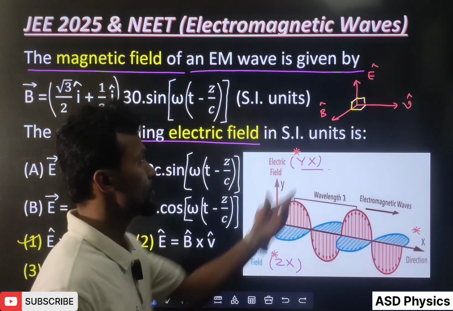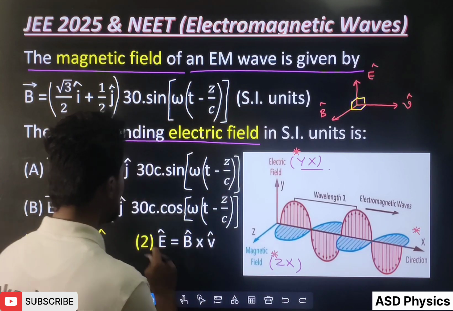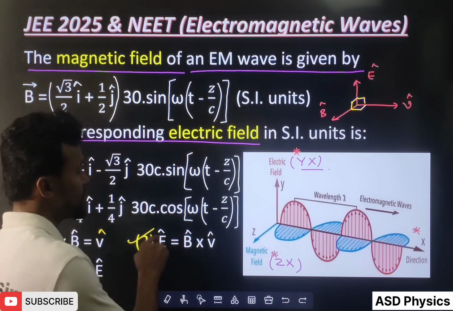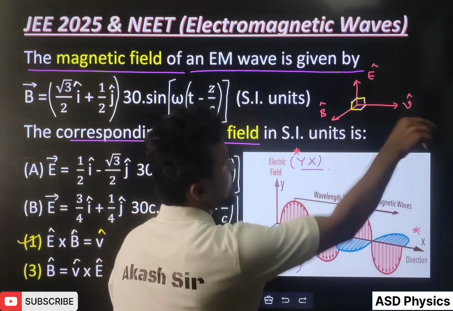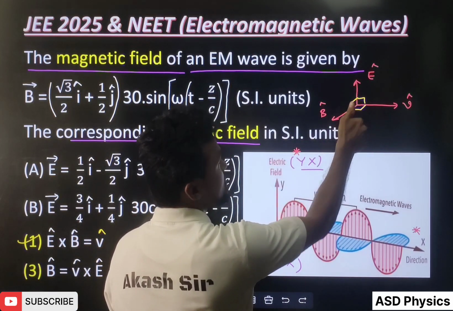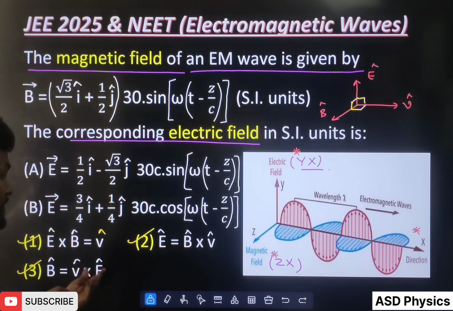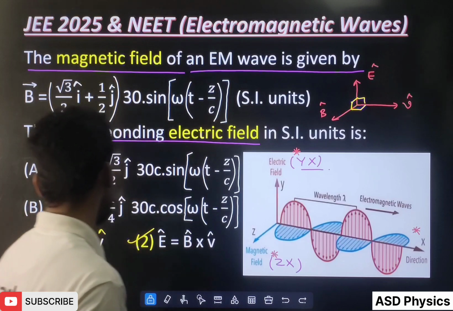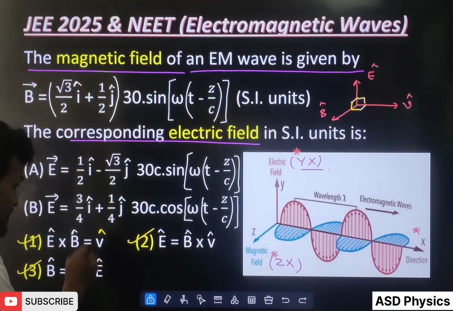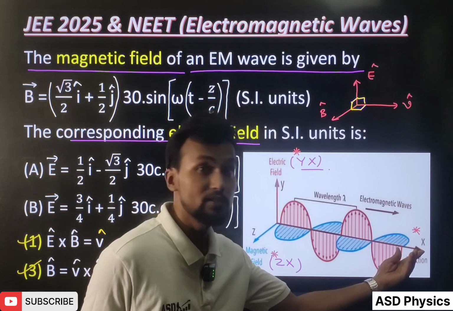Now if you again apply the right hand thumb rule, you can see B cap cross V cap equal to E cap. See here, B is out of the board and V cap is this side, so B cap cross V cap, through the smaller angle, gives E cap. Similarly, V cap cross E cap will give us B cap. All these basics are required to solve this question.